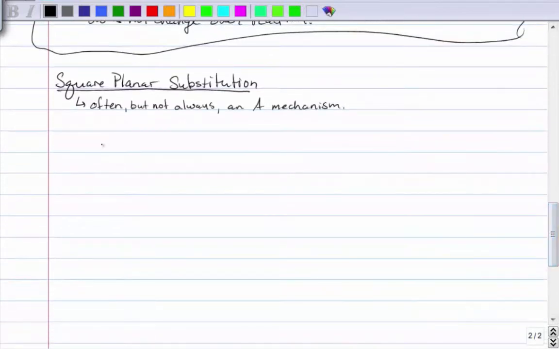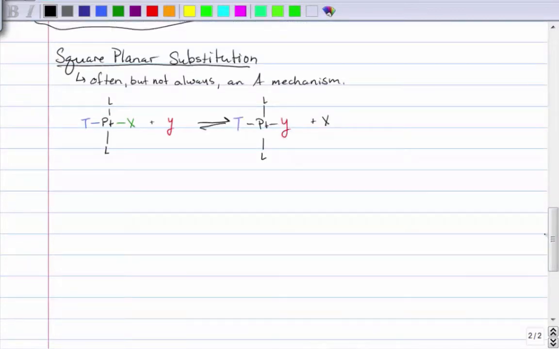So I'm going to write a general reaction here. I'm going to use platinum as my example. One of my ligands I'm going to represent with a T, and the other one's going to be X. My entering group will be Y, and this will be the reaction that I'm talking about for the rest of the time that I'm talking about square planar reactions. So again, typically these are associative mechanisms, and so the nature of Y affects the rate. So for platinum specifically, we know that it depends on Y because the rate varies with the identity of Y.